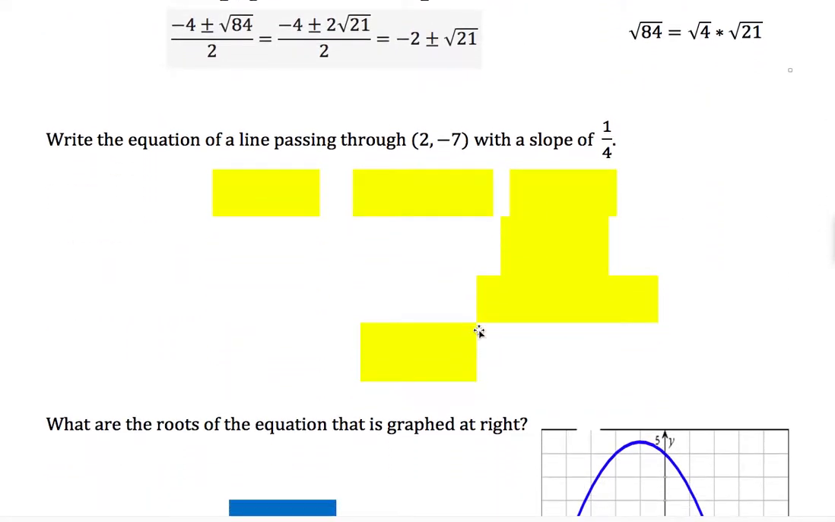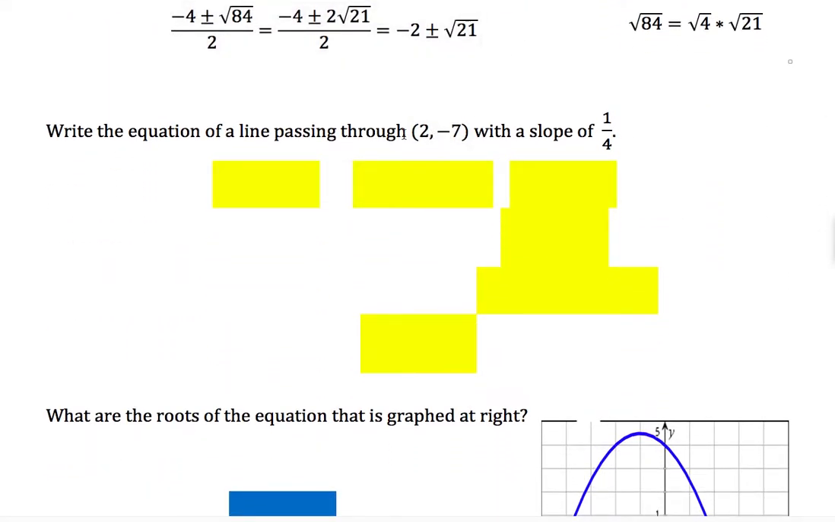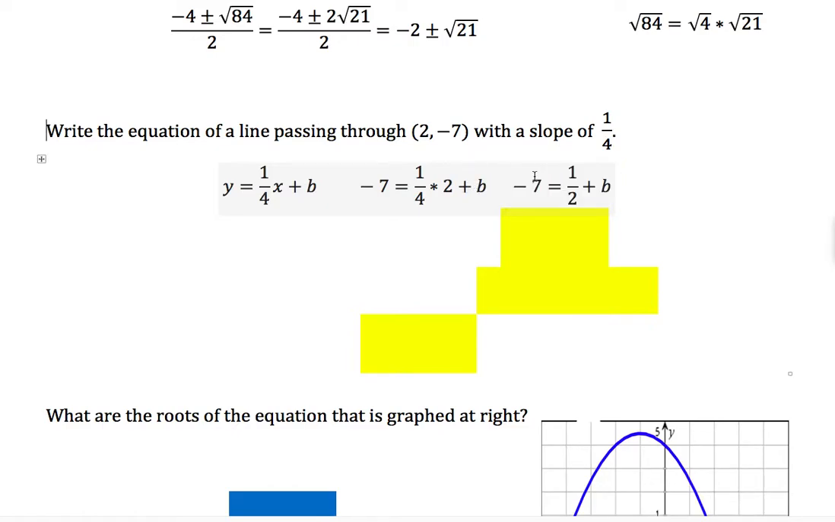All right, moving on. Write the equation of a line passing through the point 2 and -7 with a slope of 1/4. So this is very similar to one of the other problems we've already seen, but in this case they give us our slope, and so we just need to find our y-intercept form, and they give us a point, so we're going to plug in the 2 and the -7 to our equation and solve for our b value. And notice 1/4 times 2 is just 1/2.